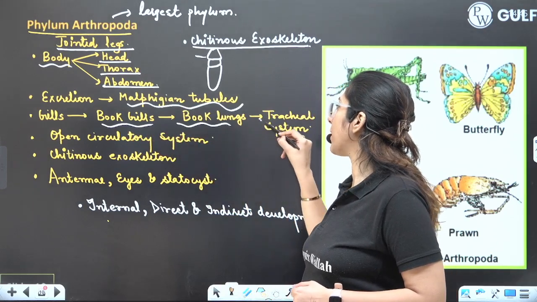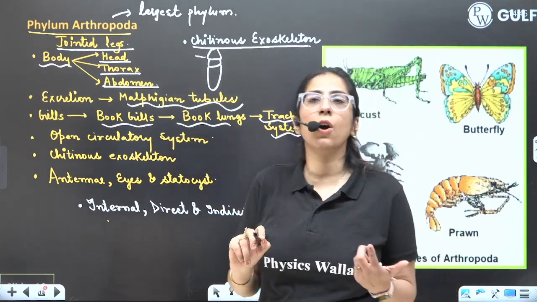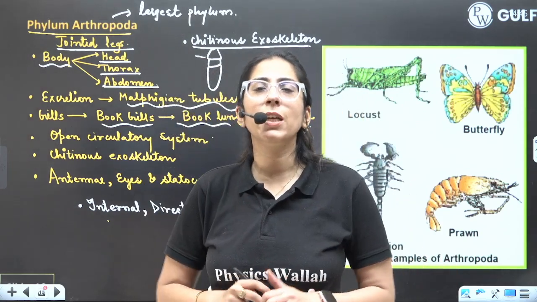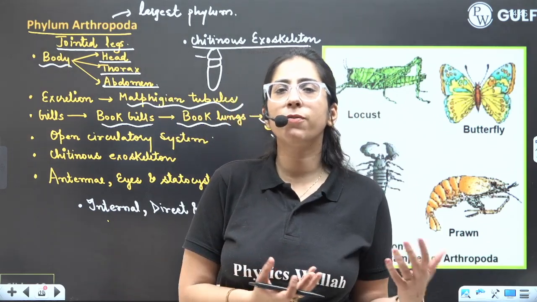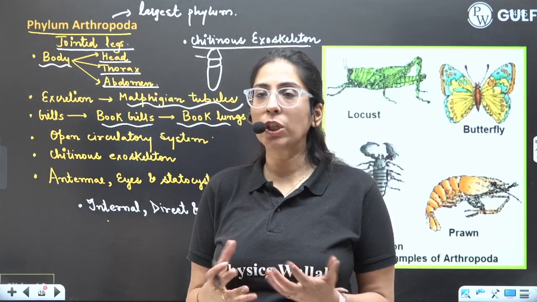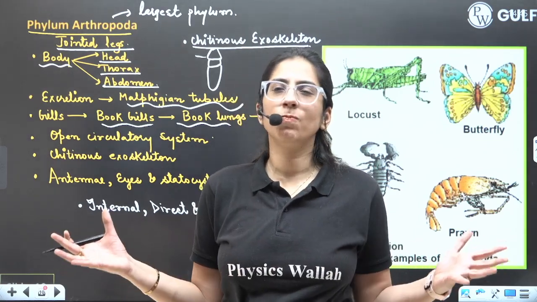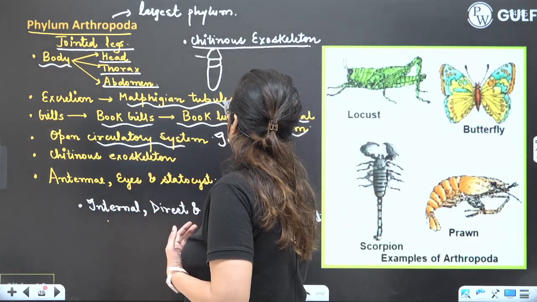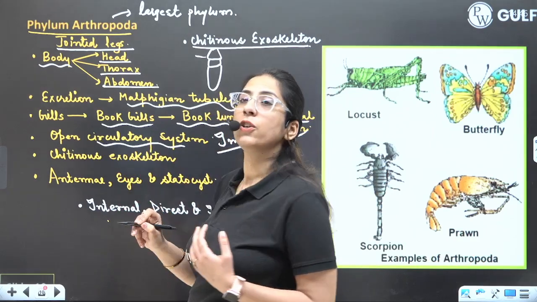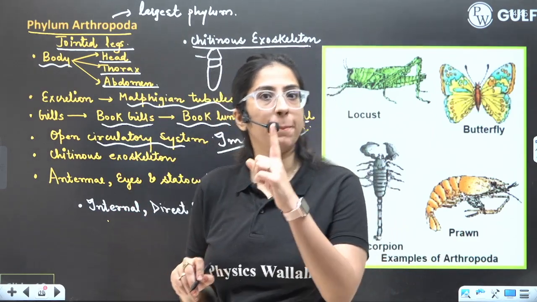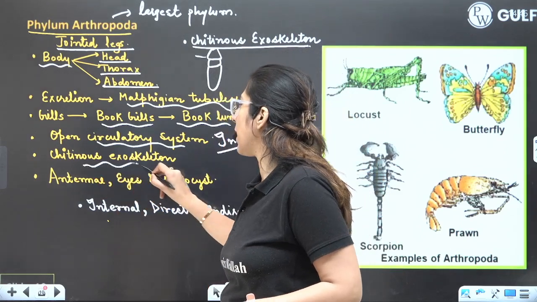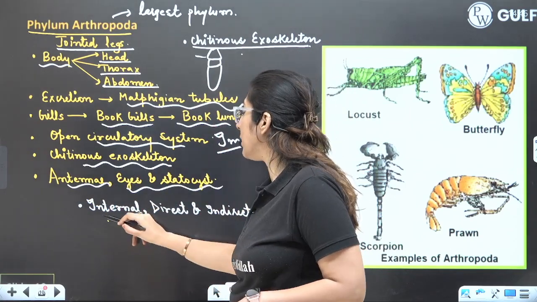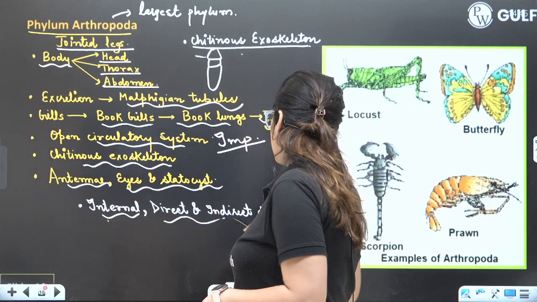Gills, book lungs, tracheal system, all these are the different ways of respiration in this diverse group of organisms. Some live in water, some in fresh water, some in marine water, some are land animals, a diverse group of organisms. Open circulatory system, very important. Open circulatory system is seen in arthropods and mollusca, AM. You'll not forget this. Chitinous exoskeleton, I have already discussed. They have antennae, eyes and statocyst.